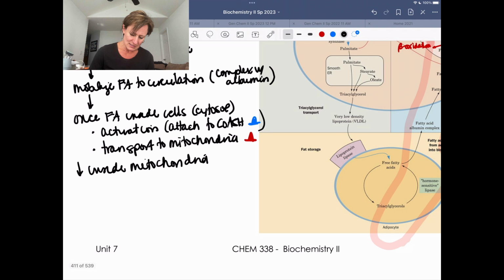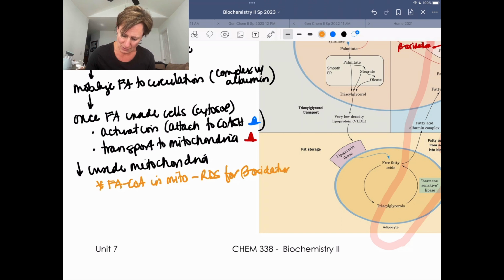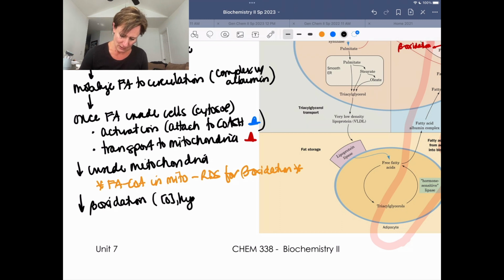Once we are inside the mitochondria, this is the rate determining step. So once we have fatty acyl-CoA in the mitochondria, that is the rate determining step for beta oxidation. Cells are then going to go through beta oxidation, which remember is oxidation, hydration, oxidation, cleavage. Okay, endpoint is acetyl-CoA.